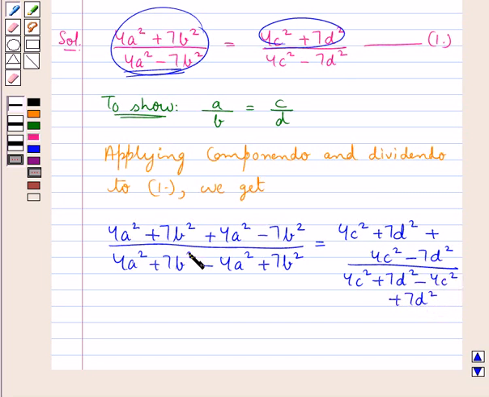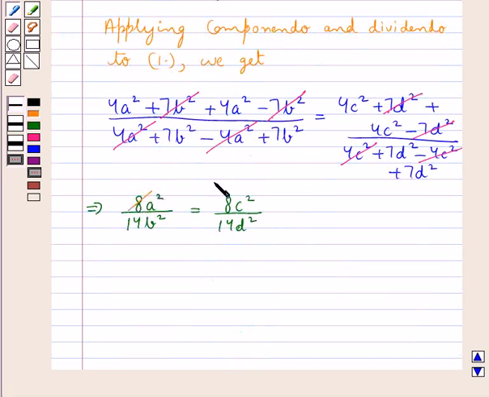Now in the numerator of the left hand side, we have 7b² minus 7b² cancels. Then in the denominator, 4a² and minus 4a² cancels. Then on the right hand side in the numerator, 7d² and minus 7d² cancels. Then 4c² minus 4c² gets cancelled. So we have 4a² + 4a² becomes 8a² upon 7b² + 7b² becomes 14b², equal to 4c² + 4c² becomes 8c² upon 7d² + 7d² becomes 14d².